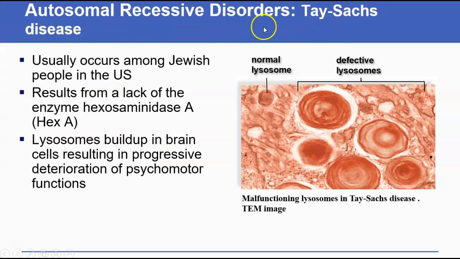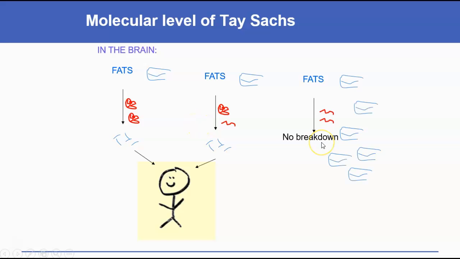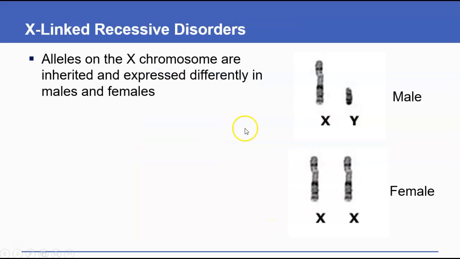Another tragic example is Tay-Sachs disease, and this is an example where, depending on your background, you might be suggested for genetic testing because it's very common, or it's most common in Jewish people within the United States. And what Tay-Sachs is, it's the lack of a particular enzyme which results in the buildup of fats within the brain. So you can see normally fats get broken down, but when they are not able to break down, it actually kills children very young. It is very tragic.